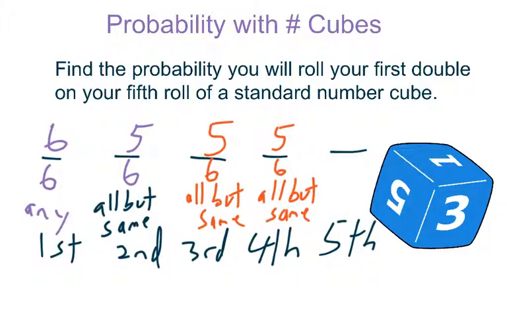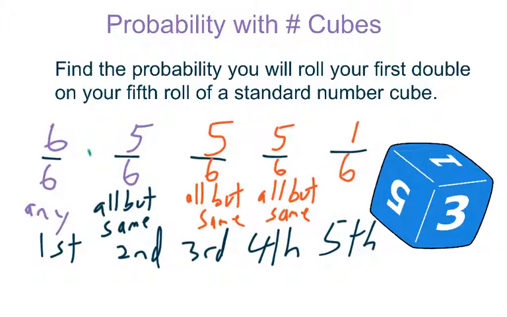And then the last choice is a little different. So let's say, for instance, you rolled a 4 here on your 4th roll. On your 5th roll, it has to be a 4. And a 4 is how many? It's only one possibility, right? So that's one possibility out of how many total numbers on this number cube? 6.